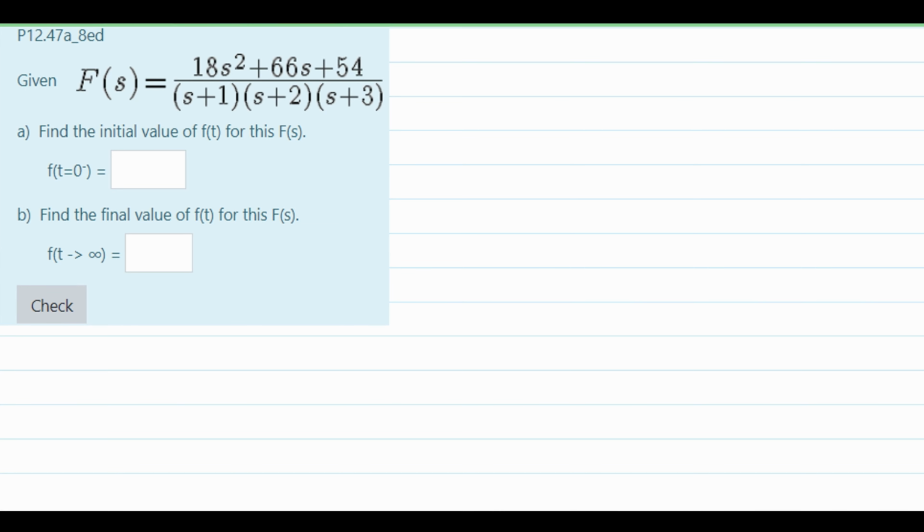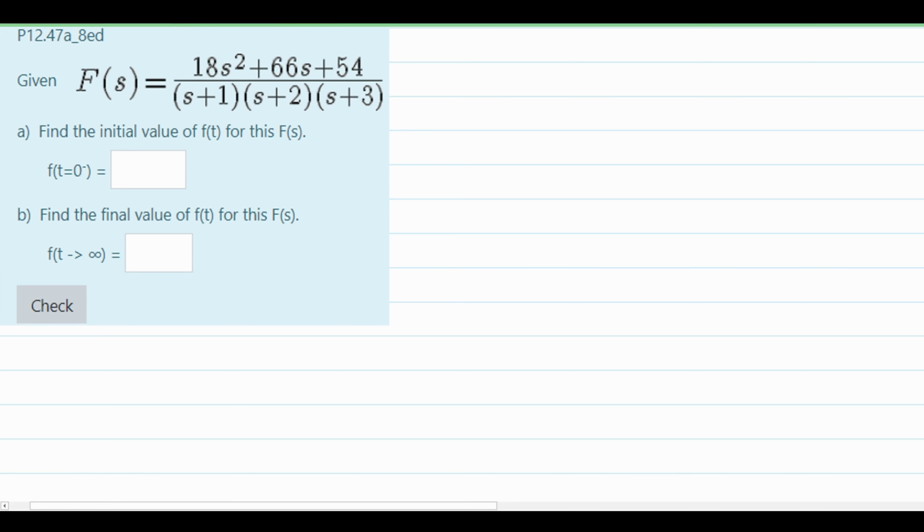In this problem, we are given f of s here. We are given this function, this equation with it. We need to find the initial value of f of t for this f of s, and then we need to plug 0 into it, because t is equal to 0, and then we will find this answer. Now, after that, we need to find the final value of f of t for our f of s, and the final value is when t is approaching infinity.